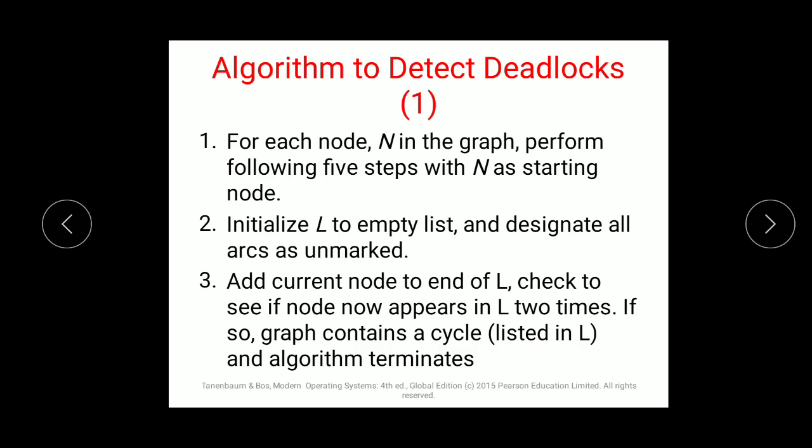No hard and fast rule, we are not using this algorithm anywhere, but for your explanation, I have put these steps. For each node n in the graph, perform the following 5 steps with n as the starting node. Initialize L to an empty list and designate all arcs as unmarked. So all the arcs will be kept unmarked. Add the current node to the end of L and check to see if the node now appears in L 2 times. If so, the graph contains a cycle and the algorithm terminates.